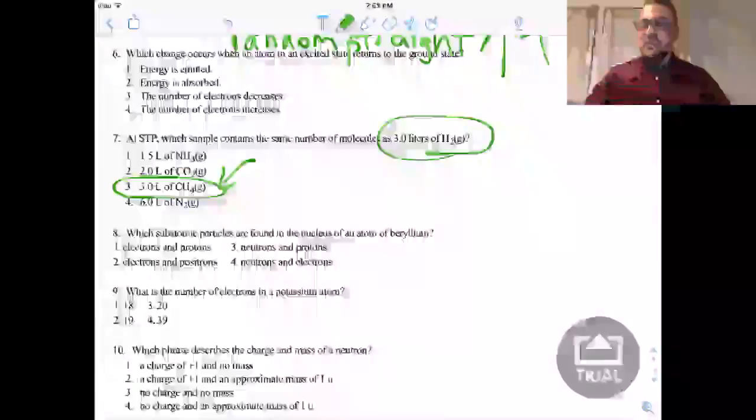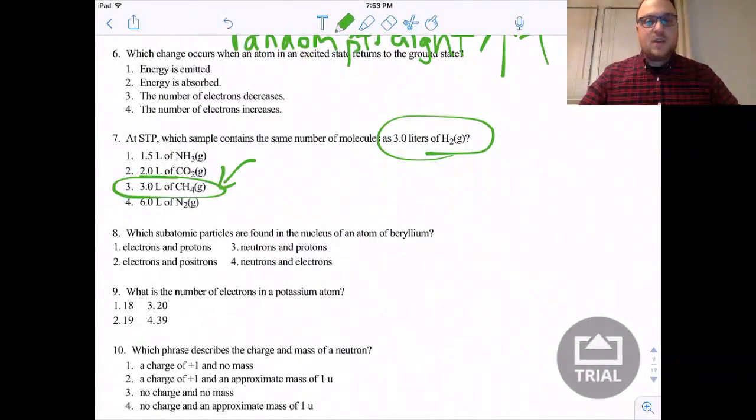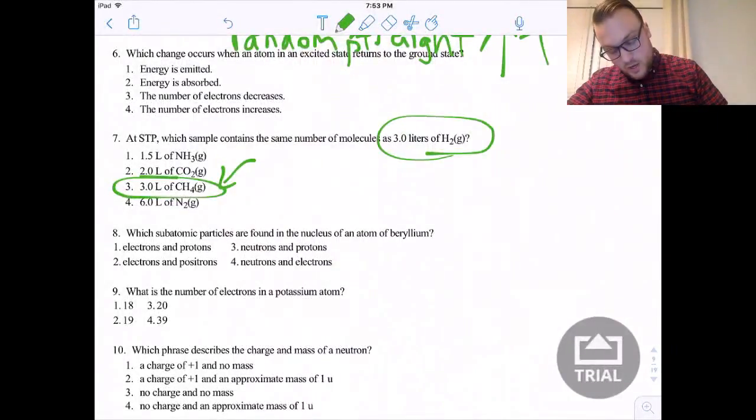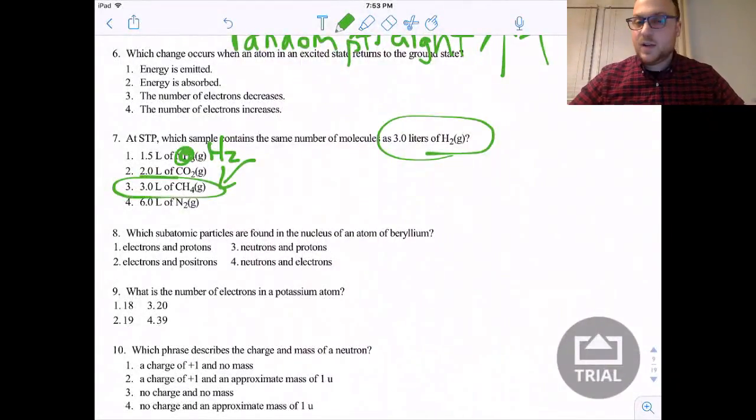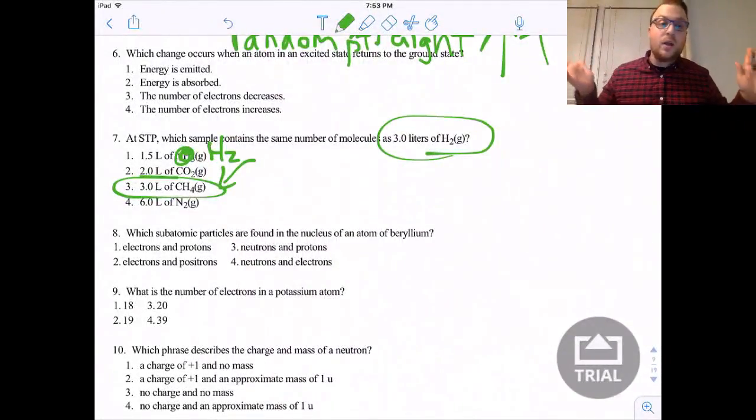I think this one is easier than others, but what really gets confusing is if answer choice 1 didn't have NH3 and also said H2, and kids just want to go, oh, it says H2, it's got to be number 1 because they're both H2. No. Pick the same volume.